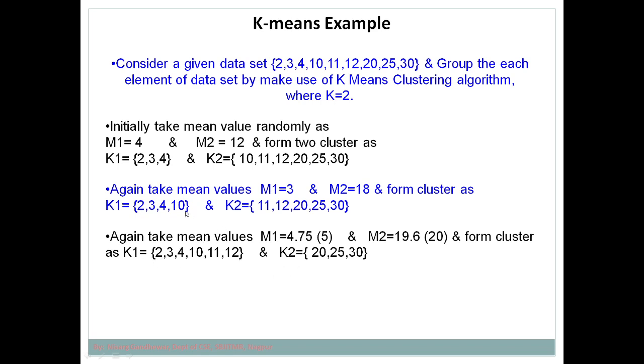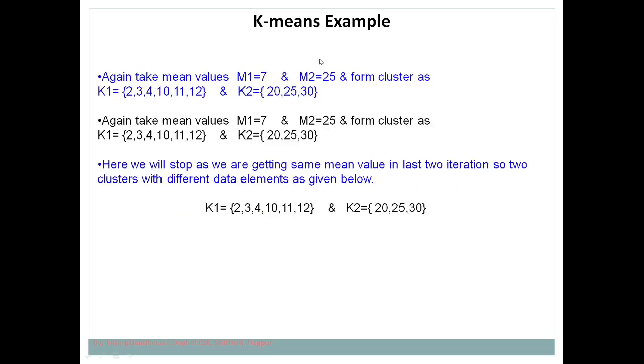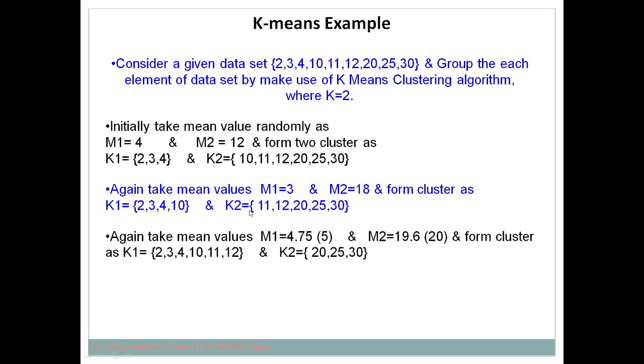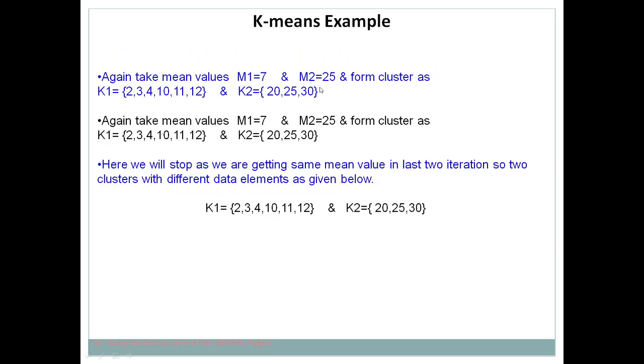So here you can see one more element, 12, 11 and 12 are also added to cluster K1 which were previously part of cluster 2. Why is it so? Because now the center of the cluster has been changed. We are calculating the difference between the given data point and the center of that particular cluster. Okay, now the next step. Now again we take the mean of all of this. So we got the mean as 7. We'll calculate the mean for this, so its mean is 25.